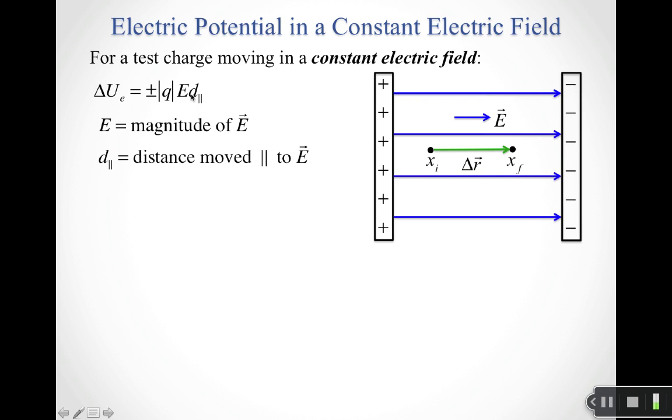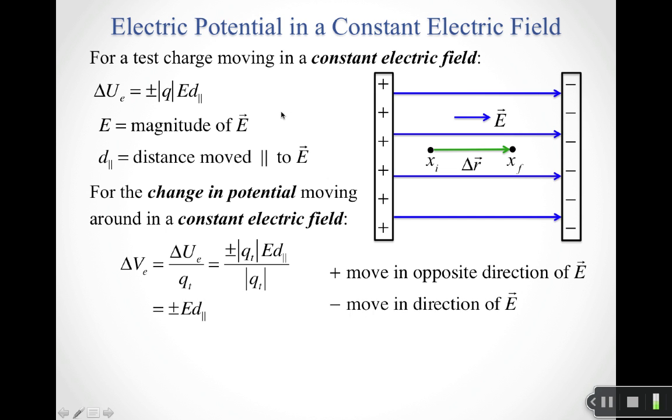So here E is the strength of my electric field. Q here is the test charge that I choose to move around, and then this D parallel is the parallel distance that I move to the electric field. So again, the potential energy doesn't care about how much you move perpendicular to the electric field, it only cares about how much you move parallel to it. That's how the change in potential energy can be calculated.